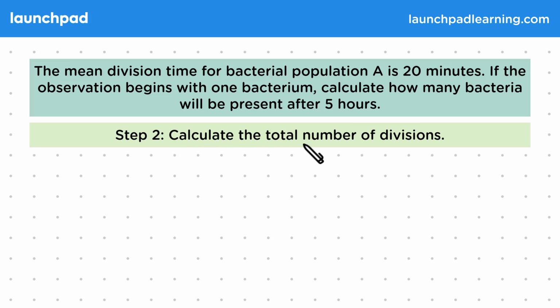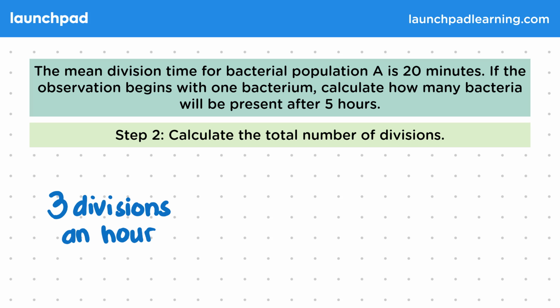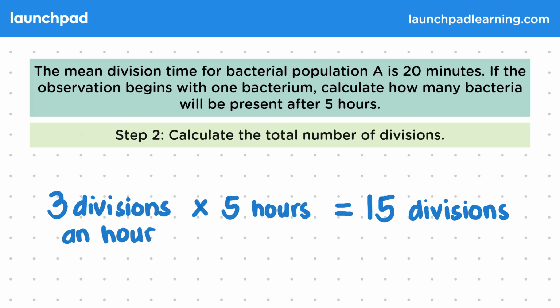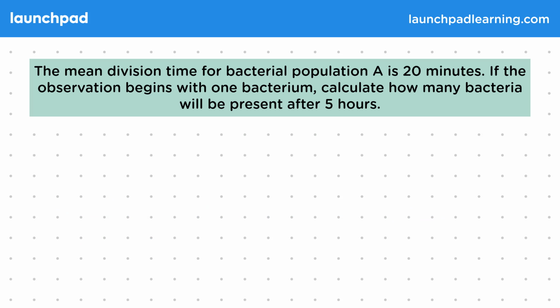Next, we calculate the total number of divisions. So we've calculated that there are 3 divisions an hour. We can then multiply this by 5 hours. This is given to us in the question. And this gives us 15 divisions. So now we've got the total number of divisions.